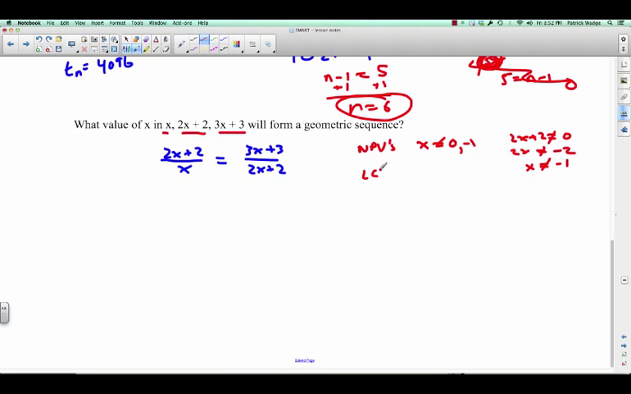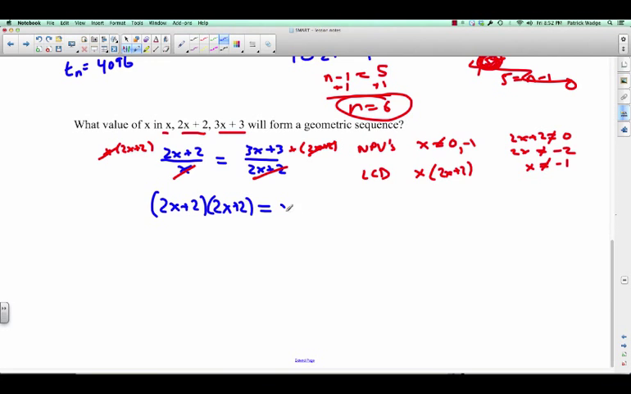Okay, next step. Find the lowest common denominator. The lowest common denominator is x times 2x plus 2, and what we're going to do is multiply both sides by that. The reason we do that is because these will cross out over here, and you're left with 2x plus 2 times 2x plus 2. It's kind of odd, but that happens. And on the other side, 2x plus 2 cancels out, and you're left with x times 3x plus 3.